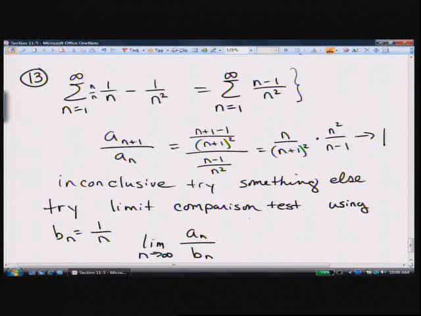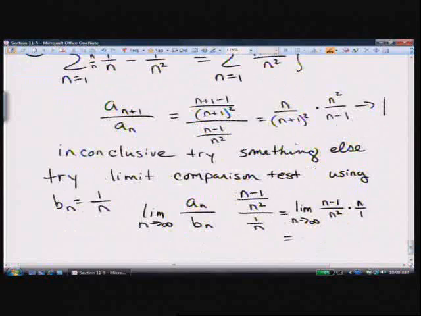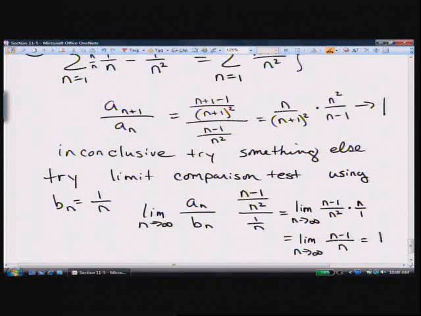Well, a sub n is this n minus 1 over n squared, over 1 over n. So this will be the limit as n goes to infinity of n minus 1 over n squared times n over 1, which is equal to the limit as n goes to infinity of n minus 1 over n, which is 1. Okay?